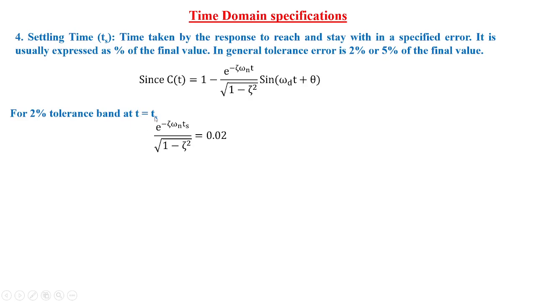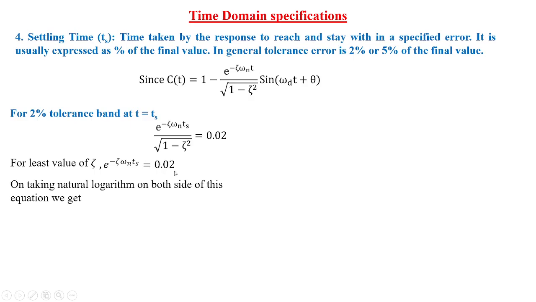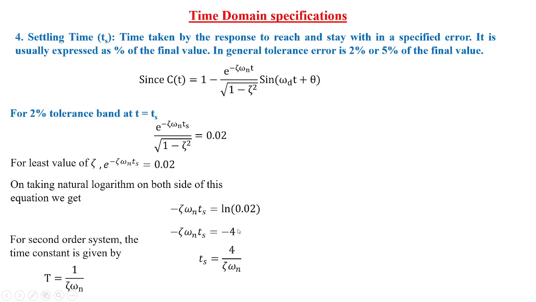So when you take the value of t equal to ts, the value here for 2% becomes 0.02, and for the least value of zeta, the numerator term will be equivalent to 0.02, and on taking the natural logarithm on both sides of this equation, we are going to get the value of ts, which is equal to 4 by zeta omega n. You need to remember that the time constant for second order system is given by T equal to 1 by zeta omega n. This makes the settling time equal to 4T for 2% tolerance band.